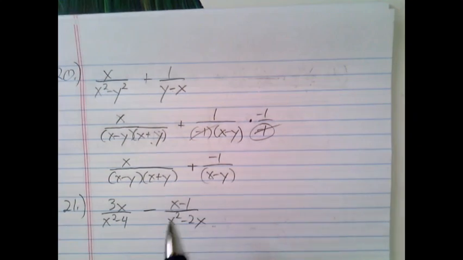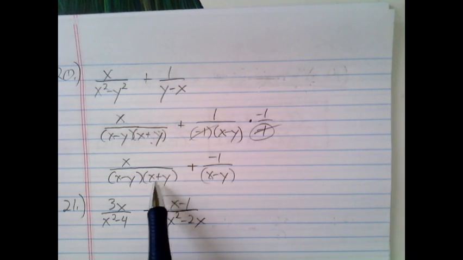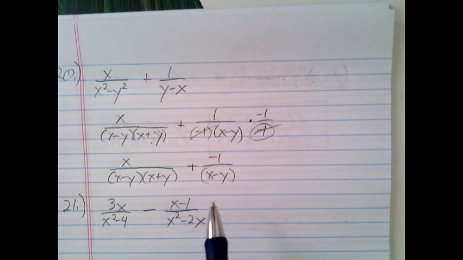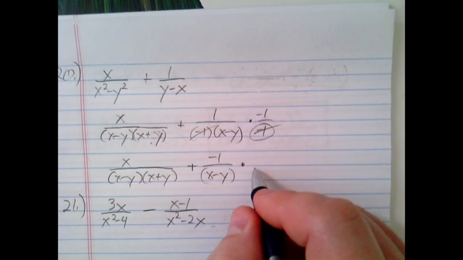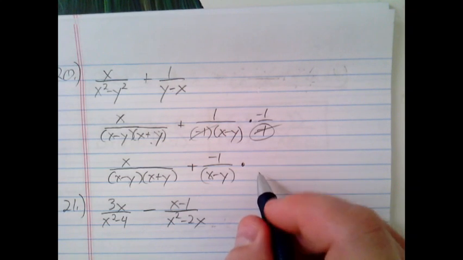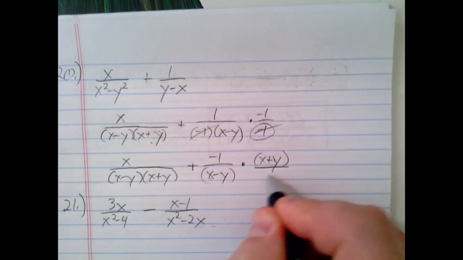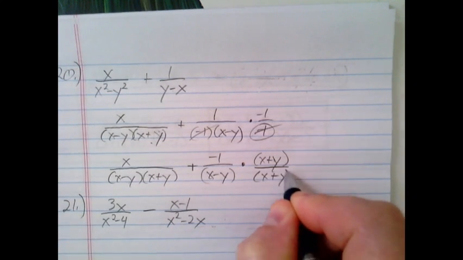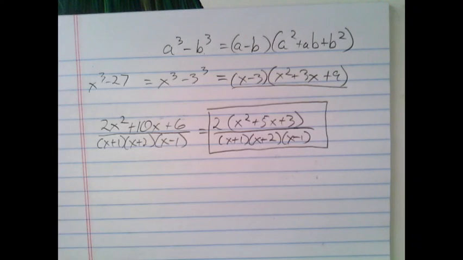Okay, now I can see that my lowest common denominator is x minus y times x plus y. That'll cover this one as well. And all I need to do is multiply this second fraction, top and bottom, by x plus y. And then I'll have a matching denominator. Now again, I need to give myself a little more room.